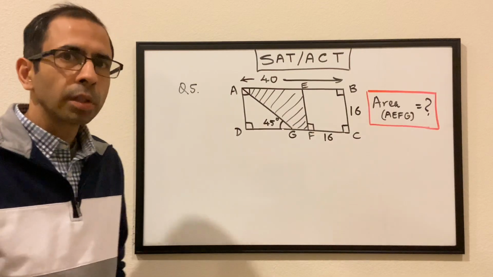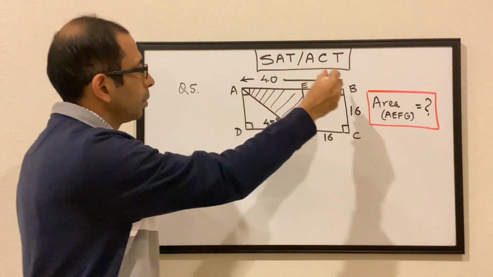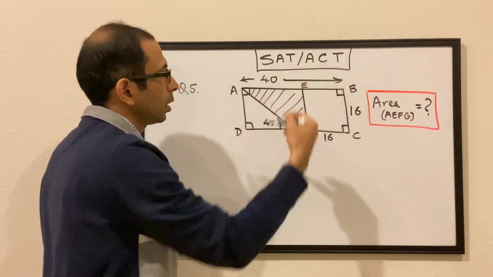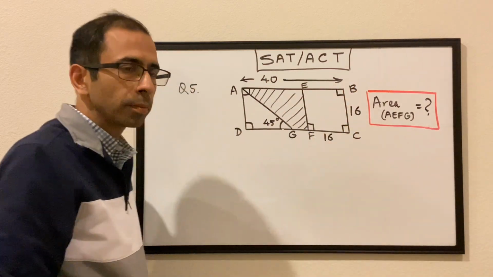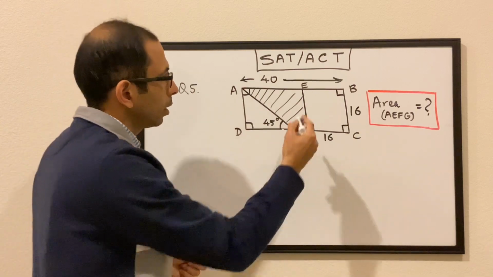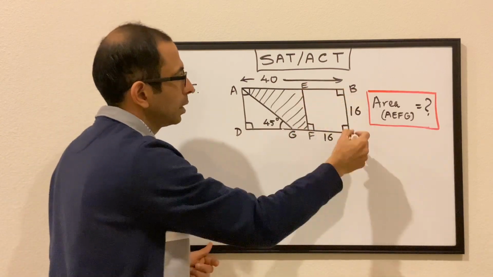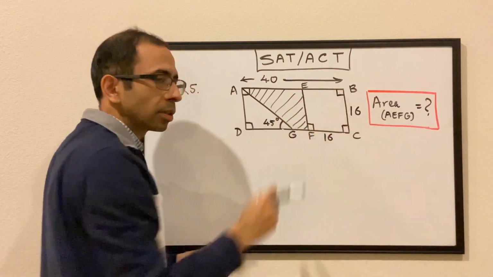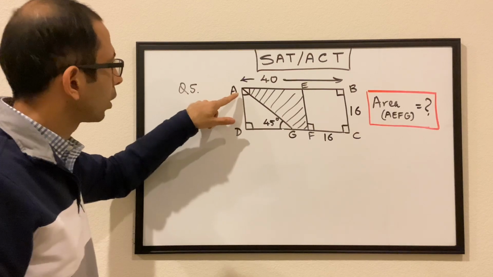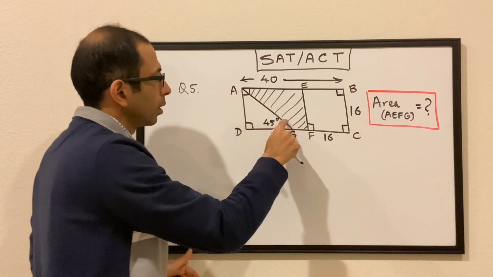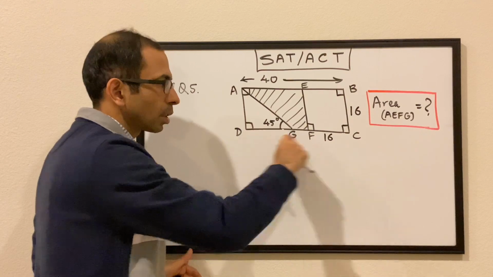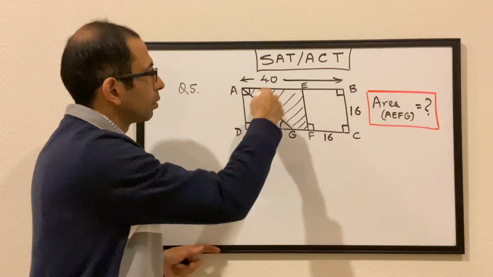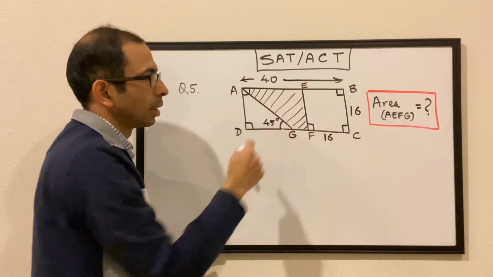Okay, let's take one last question here. ABCD is a rectangle with side AB as 40, side BC as 16. And then within that rectangle, there is a square BCFE. This is a square wherein obviously these sides are equal, 16, 16, 16 and 16. And from this corner A, there is a 45 degree line segment which is drawn, which cuts this side at G. And we have to find the area of this shaded portion, AEFG.